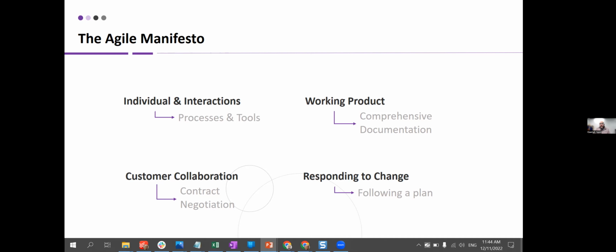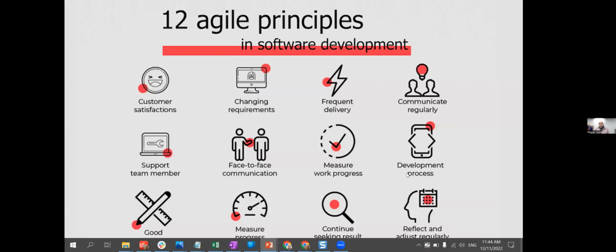They also talked about 12 different principles. I'm not going to go through them, but again, as you see here, a lot of things that make sense. Customer satisfaction, face-to-face communication, communicating regularly, deliver frequently, don't wait until the end to deliver. So all of these things are principles that they've also laid out to say, this is how we should go about in terms of building agility.